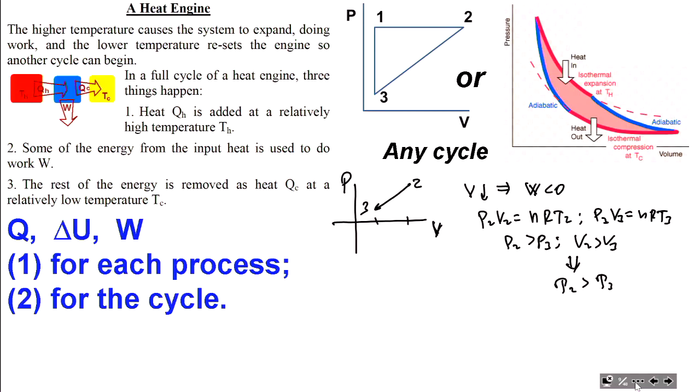And if temperature drops, the change in the internal energy will be negative. Temperature drops, change is negative. And for this particular process, if we add the change in internal energy and work, two negative numbers, Q will be negative, which means during this process, this system releases heat.